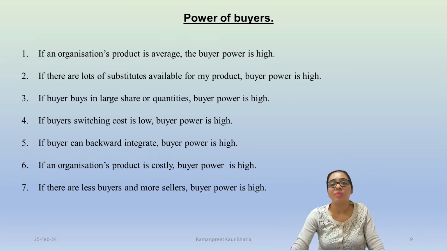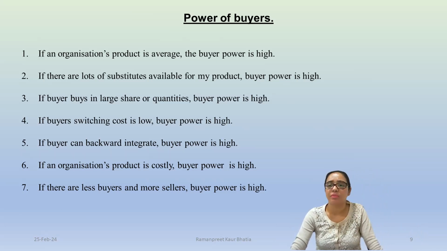The next one is if my product is costly for the customer, definitely he's going to bargain with me, or else he will go to another shop. Buyer power is high in that case because the buyer is going to negotiate for the best deal available and he will have an incentive to shop around.